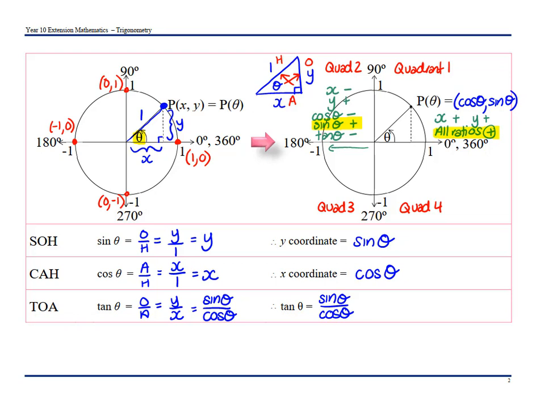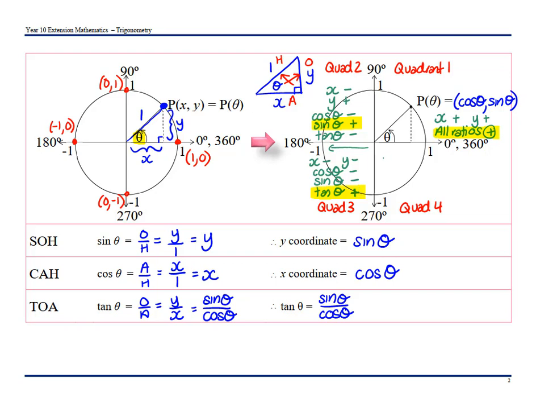Now let's move to our third quadrant. In our third quadrant, x is negative and y is negative. Any coordinate in the third quadrant has an x value that's negative and a y value that's negative. So that means my cos theta is going to be negative. My sine theta is also going to be negative. But because tan is sine divided by cos, a negative divided by a negative is a positive. So in my third quadrant, my tan ratio is going to be positive.